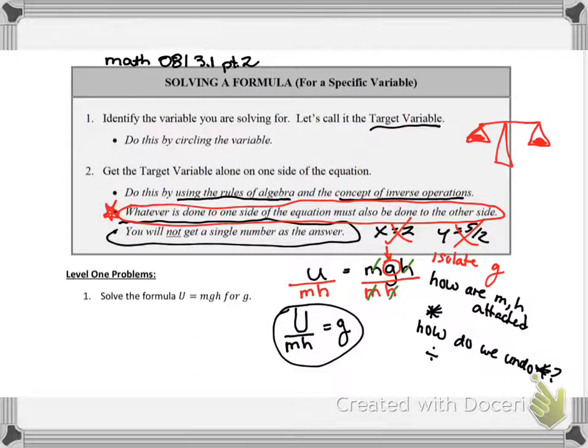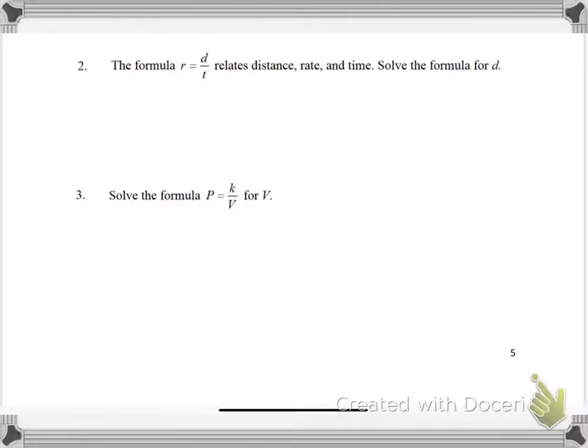Okay, let's do a few more problems. It says the formula rate is equal to distance divided by time relates distance, rate, and time. And they want us to solve this equation for t.